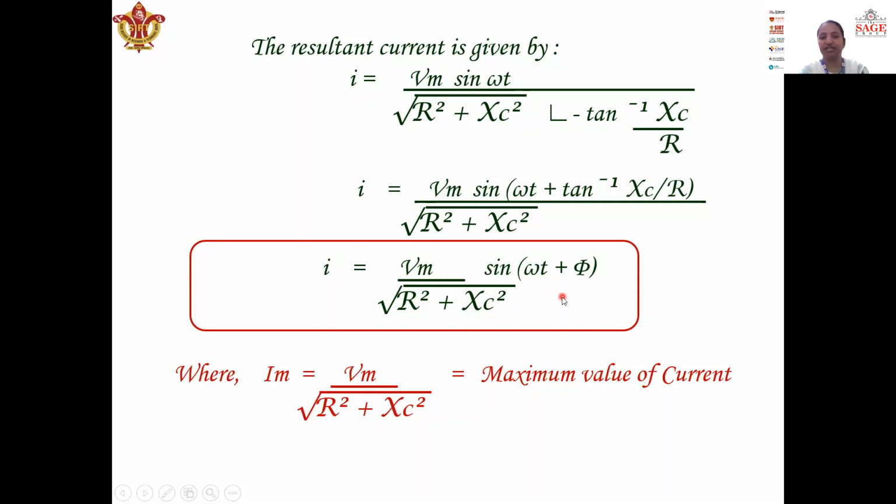Listen to it very carefully. The final formula for the current would be I is equal to Im sin omega t plus phi. Plus phi, that means this angle plus phi is denoting that the current is leading the voltage, right? Because in voltage we have V is equal to Vm sin omega t, and in current we have I is equal to Im sin omega t plus phi. So this plus phi is indicating that current is leading voltage by the angle phi.